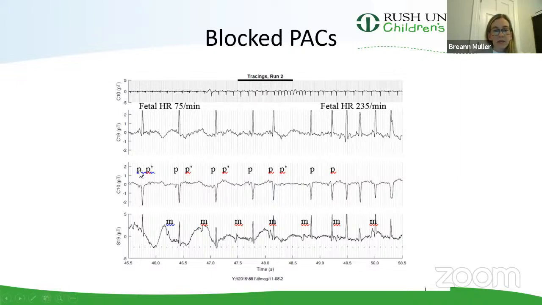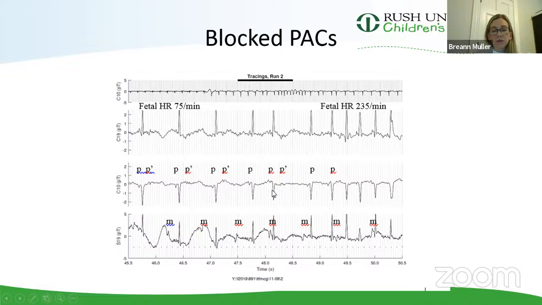You can see here the letter P is corresponding with the normal P wave, and then a QRS, and then the P prime is the premature atrial contraction, but then is blocked. So you can see that continues to happen, a normal conduction and then a block, a normal conduction and a block. And you can see how it would give the impression with the ventricular rate of a bradycardia.